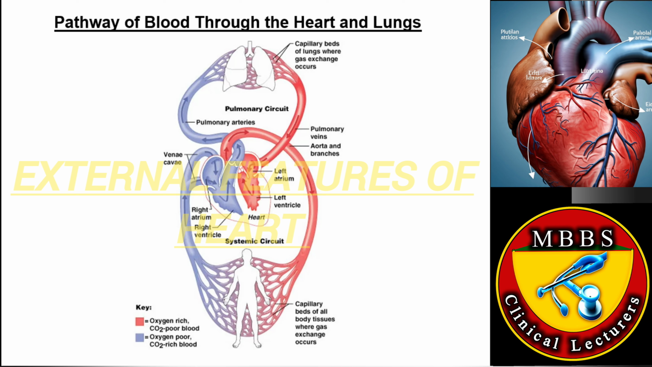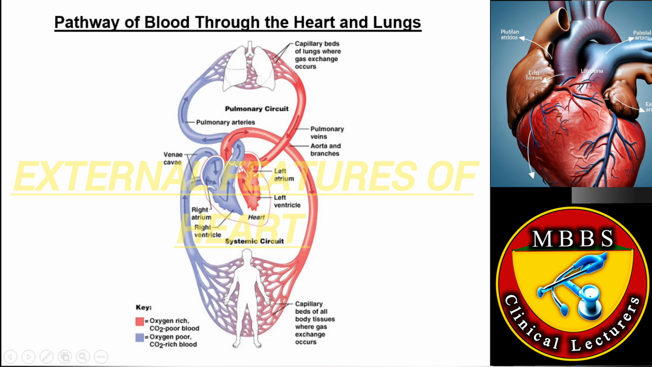Right ventricle, you can see here, this is the right ventricle. The pulmonary semilunar valve is there. The pulmonary arteries then go towards the lungs. You can see here, these are the pulmonary arteries. They are carrying the deoxygenated blood towards the lungs, and from the lungs, the pulmonary veins carry the oxygenated blood towards the left atrium.